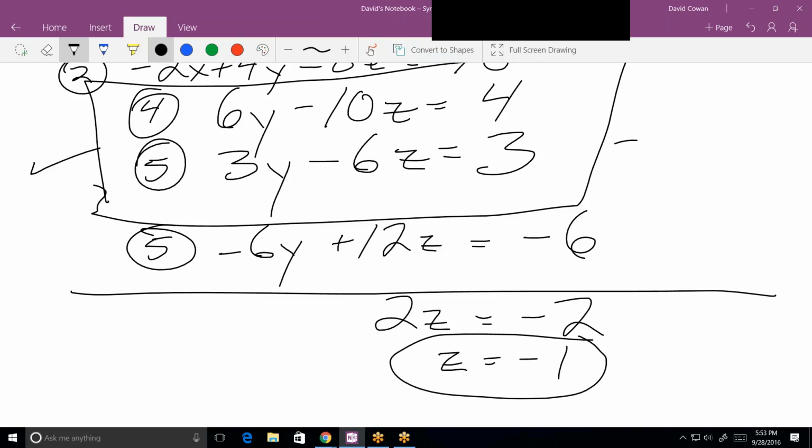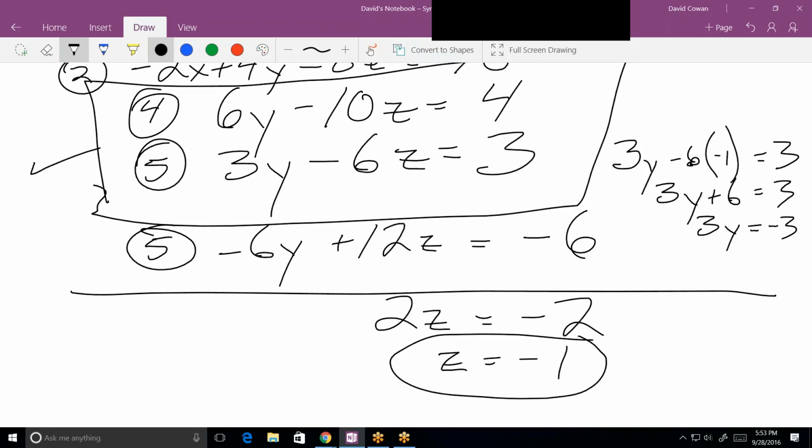You'd plug in, so you just leave 3y and then minus 6 times negative 1 equals 3. So now we have 3y plus 6 equals 3. 3y equals minus 3. y equals negative 1 also. Okay. So now we've solved for two variables.